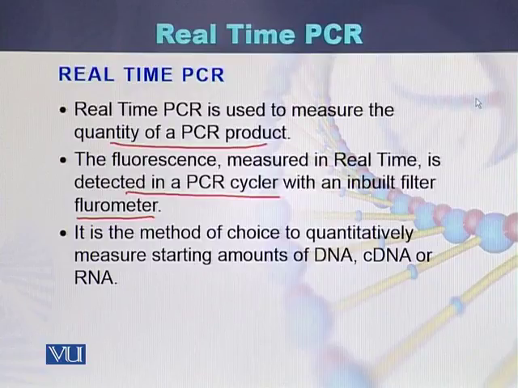It is the method of choice to quantitatively measure the starting amount of DNA, cDNA or RNA. So on one hand, we can quantitatively measure the starting amount of the DNA or cDNA or RNA, while on the other hand, we can also quantify how many copies or how much amplification of the DNA has been performed.